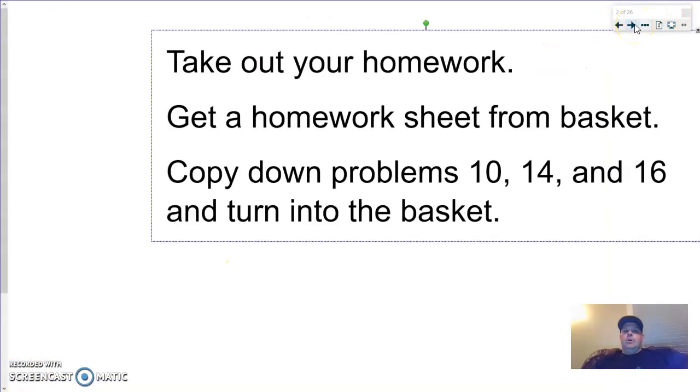Please take out your homework, grab a homework sheet from the basket, and copy down problems 10, 14, and 16, and turn it into the basket. Please pause the video to allow students to do that. When they have turned them in, please start the video and I will have the answers for the students.